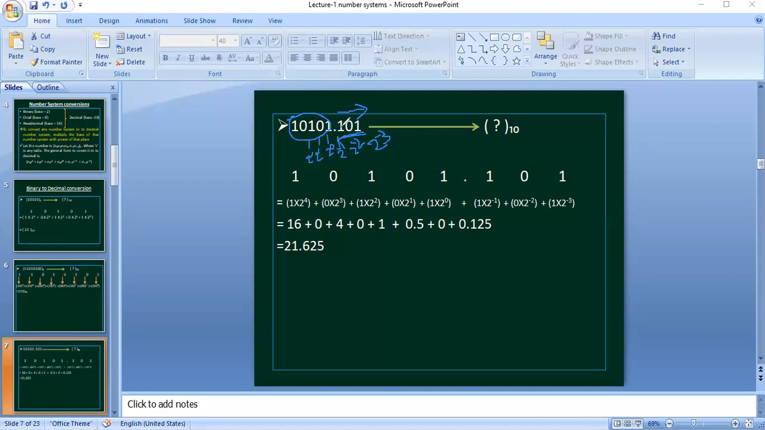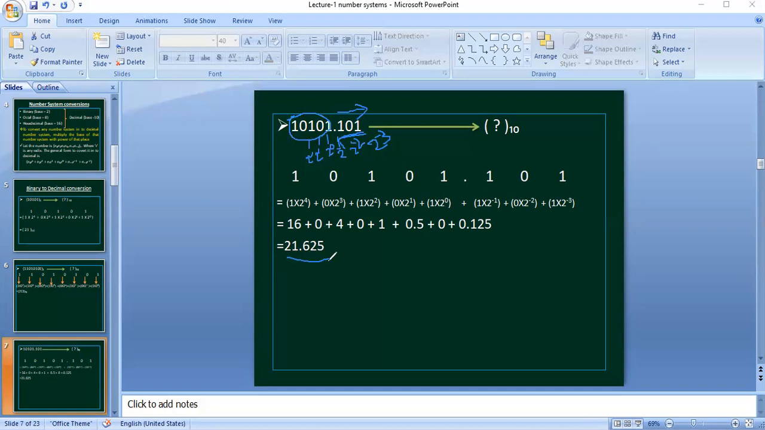After that, what we have to do? We have to multiply the integer part and fractional part by their corresponding positional weights, and then add all the product terms. After adding, you will get this one. This is the decimal equivalent. See here, for the given binary number we have both an integer part and a fractional part. In a similar way, the obtained result also has an integer part and a fractional part. So this is the decimal equivalent.